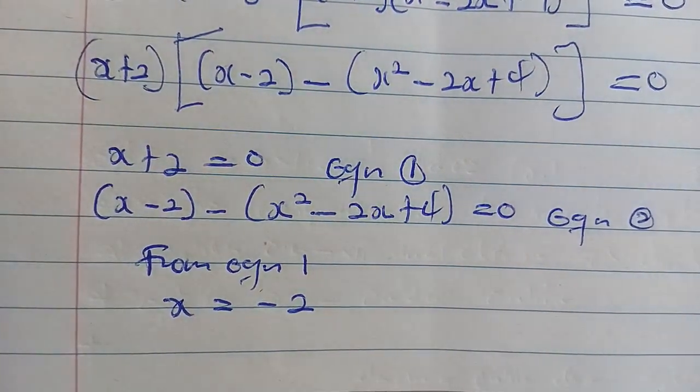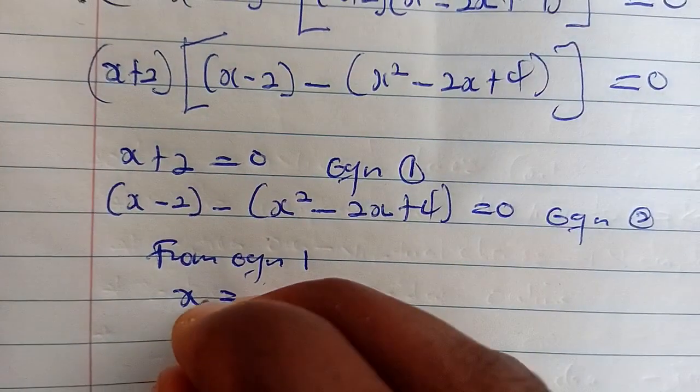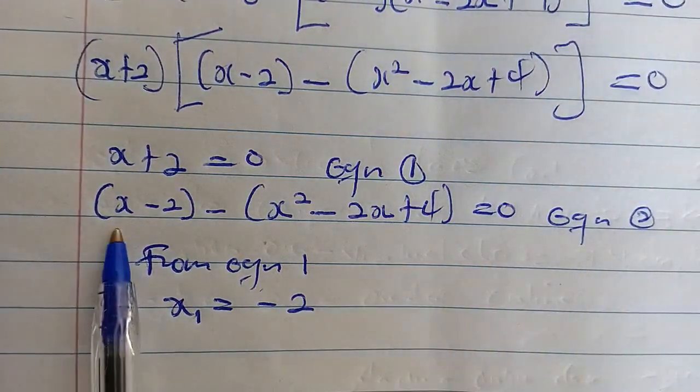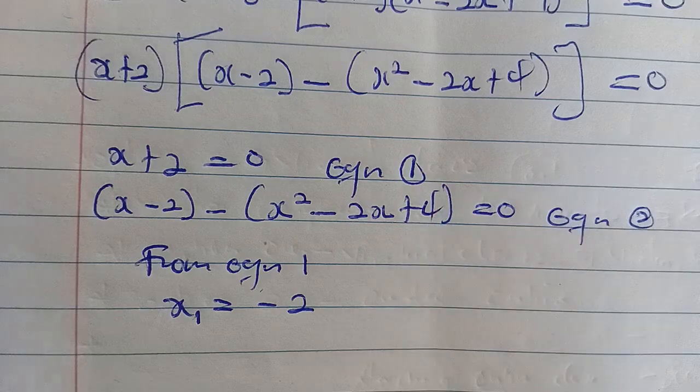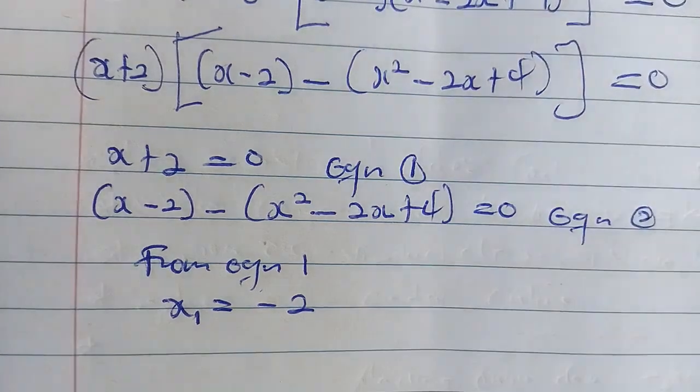Do you get me? So the first value of x that we get here is minus 2. Let's call that x1. We are calling this x1 because we are going to solve this quadratic equation here and then have two values of x, and call them x2 and x3 respectively.